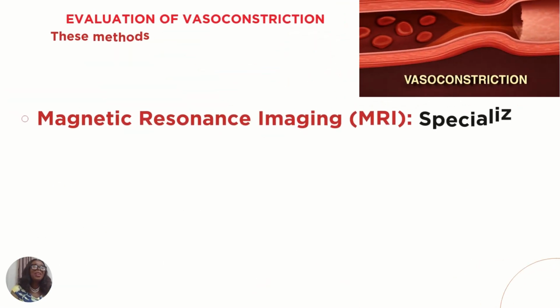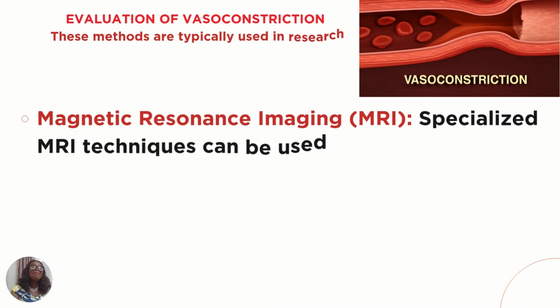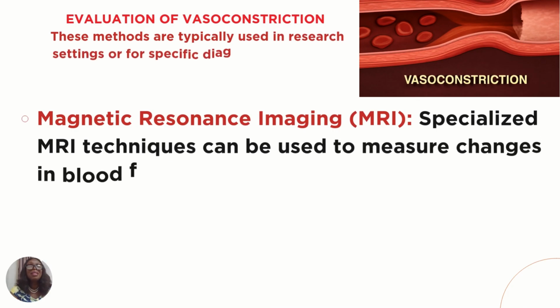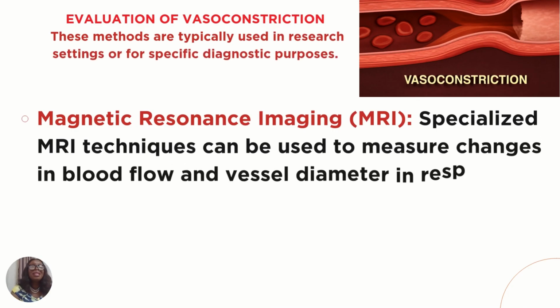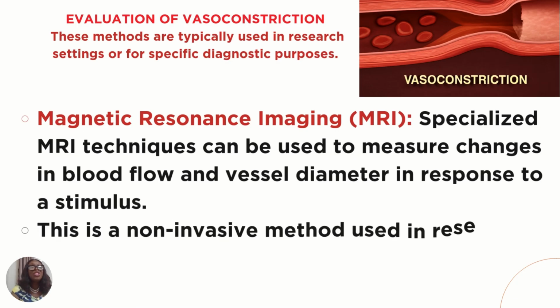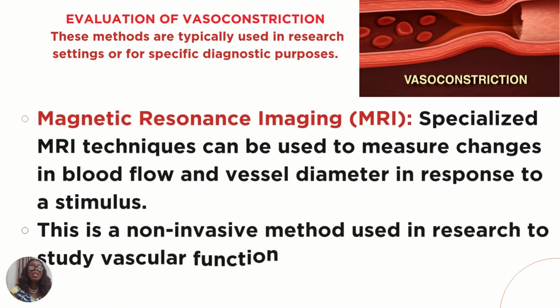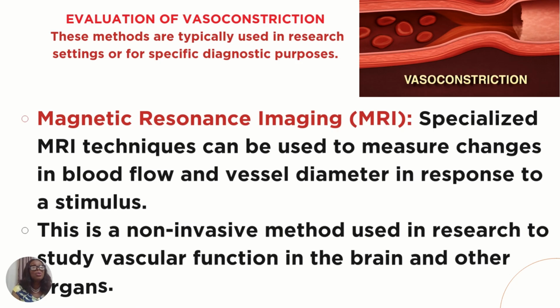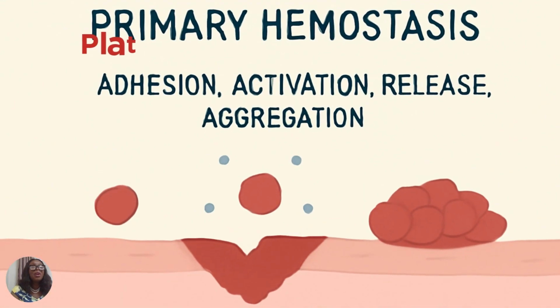And we have MRI, magnetic resonance imaging. Magnetic resonance imaging can also be applied to measure changes in blood flow and vessel diameter in response to stimulus. This is a non-invasive method and it can be used also in research to study vascular function in the brain and other organs.